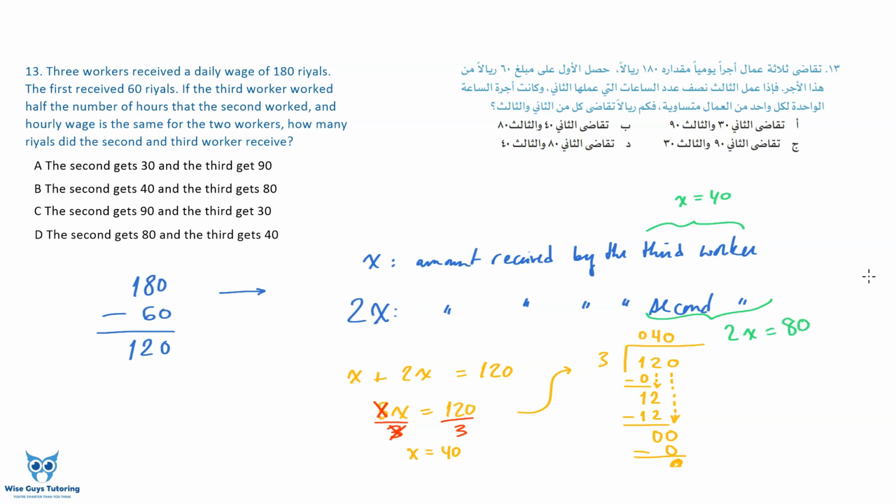And just to be sure, in case you're doubting it, 40 plus 80 was supposed to give us 120. And it does. And that's how we can be sure that we're correct. Okay? So third worker gets 40, second gets 80. That would be D. That would be your correct answer.